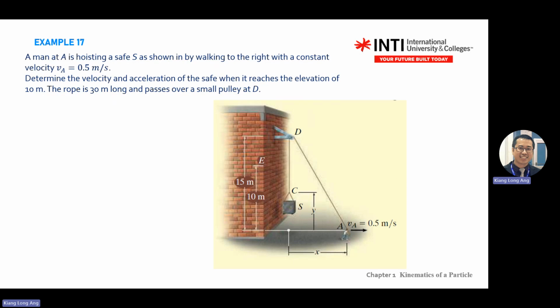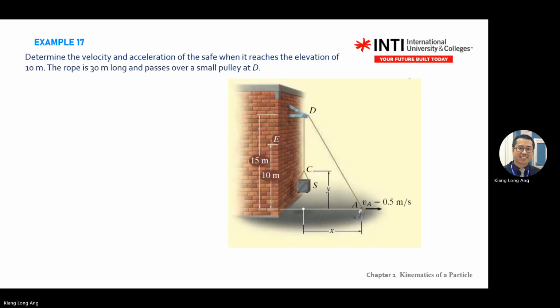The rope is 30 meters long and passes over a small pulley. It gives you the total length. So in this case, you need to derive one equation. What is the equation expected from you? The man walks, so there is an equation in the x direction. When he walks, this one will change, right? y will change. So there is a relationship between y and x with the velocity.